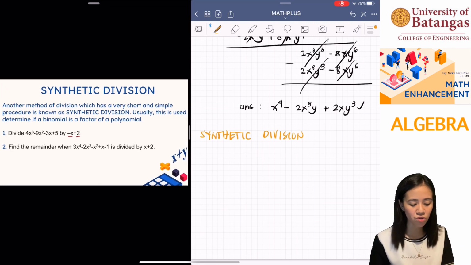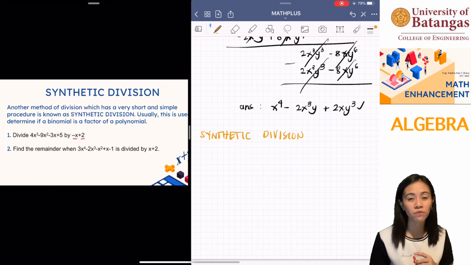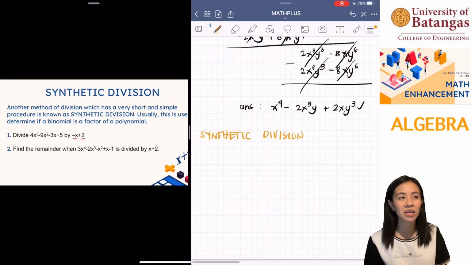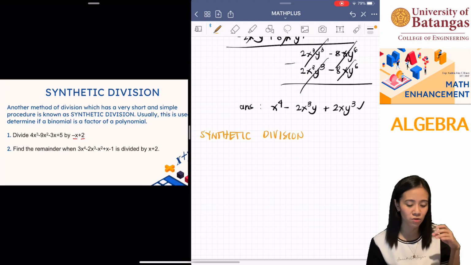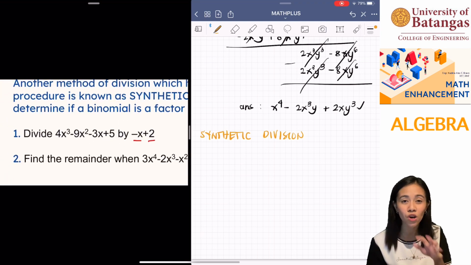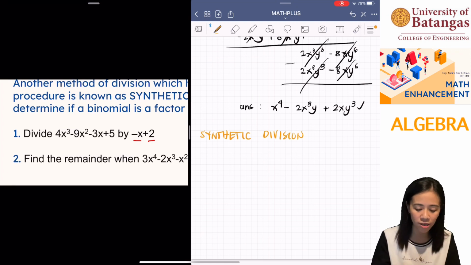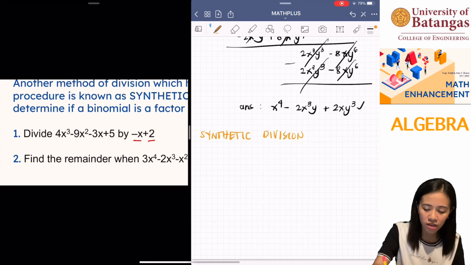Usually, this is used to determine if a binomial is a factor of a polynomial. So, kalimitan natin ginagamit sa synthetic division para lang malaman natin kung yung divisor ba natin, like negative x plus 2, kung siya ba ay complete factor nung ating dividend. So, to show you how this is done, let's go straight to the example.